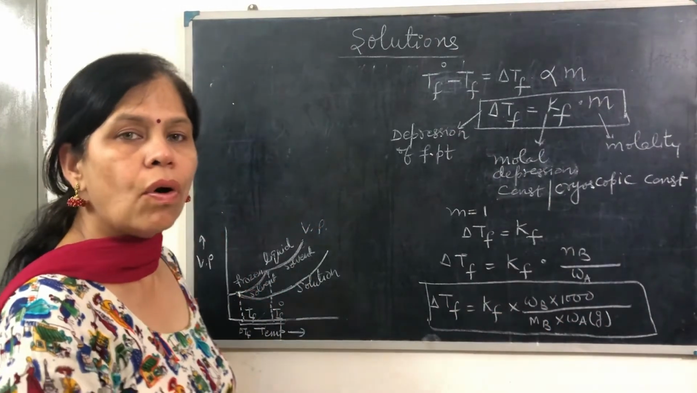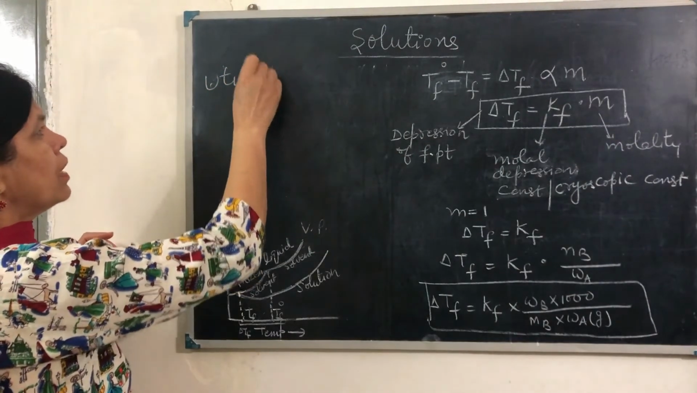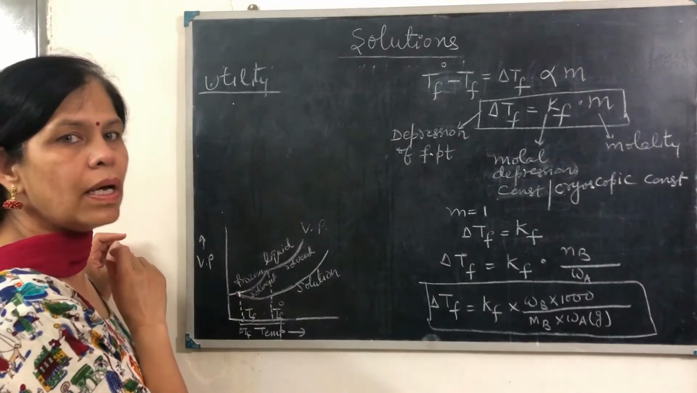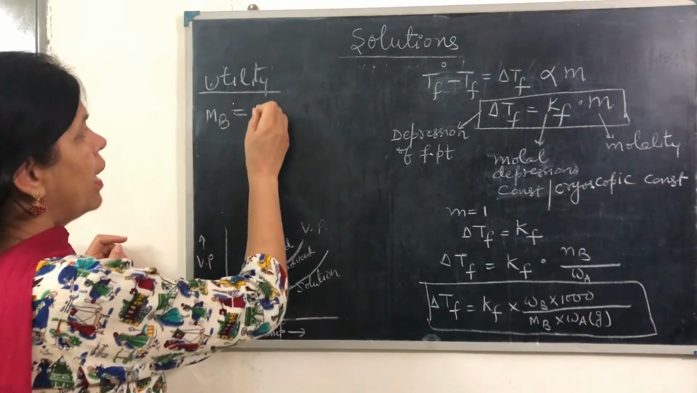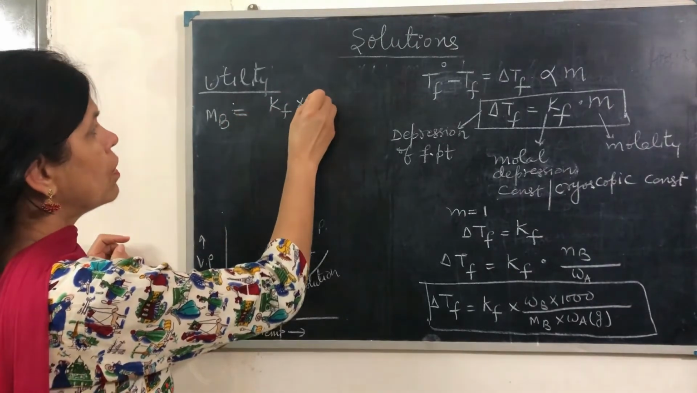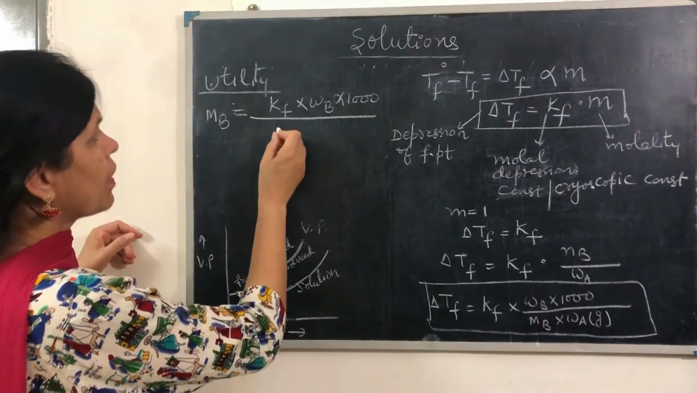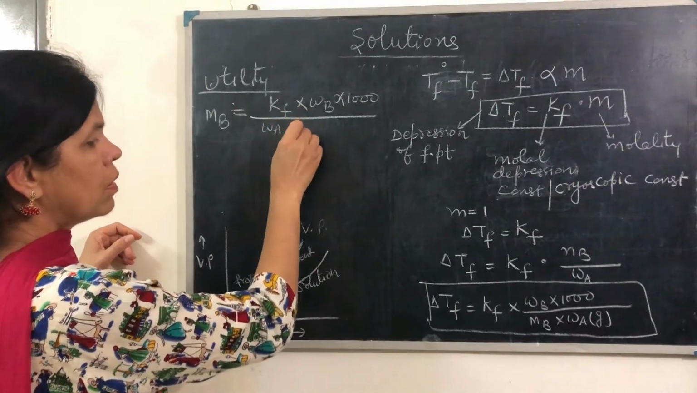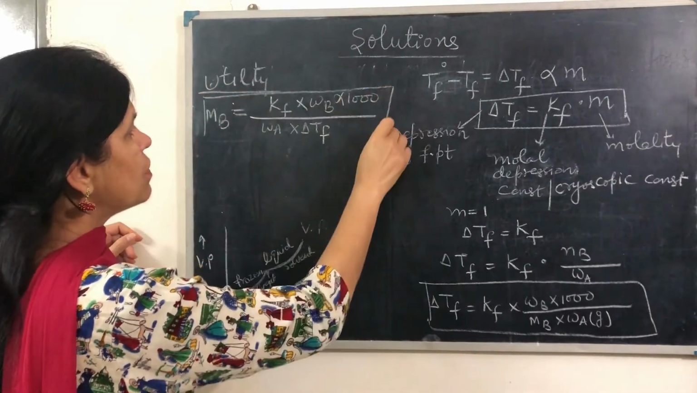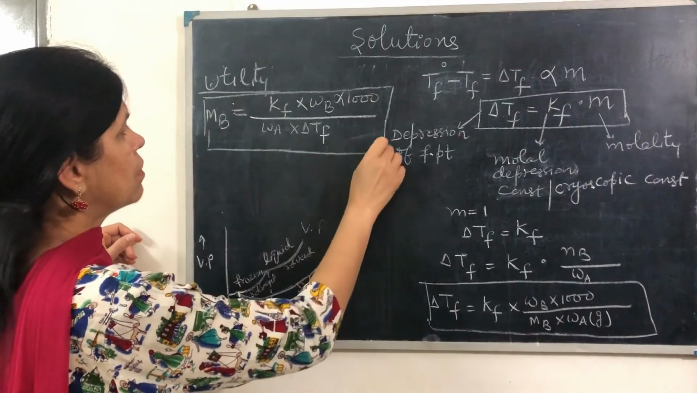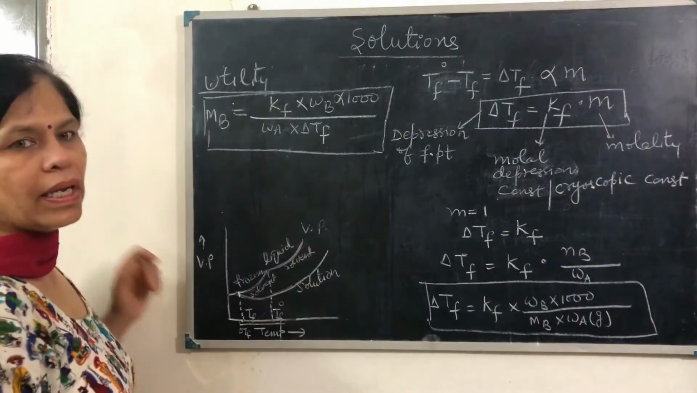What is the utility of this colligative property? Let's write down utility of colligative property. It is used to determine molar mass of solute. How will you do this? Mb you can write down here, and this comes out to be Kf into Wb into 1000 divided by Wa into delta Tf. So if we know all these values, that is Kf, Wb, Wa, delta Tf, then we can always calculate Mb.